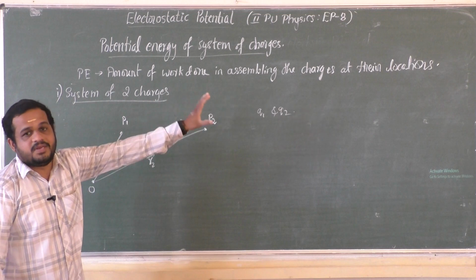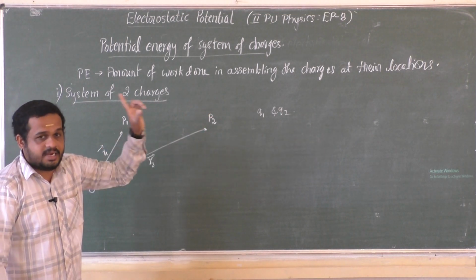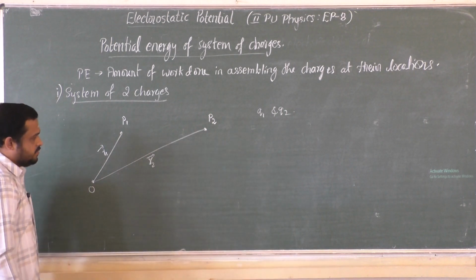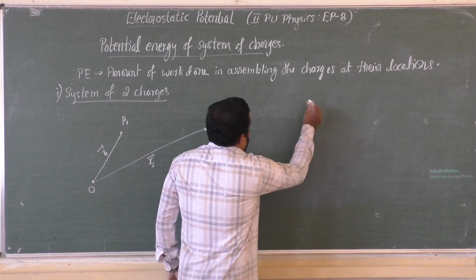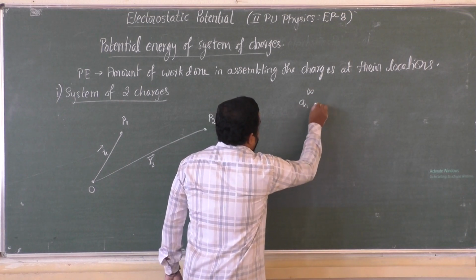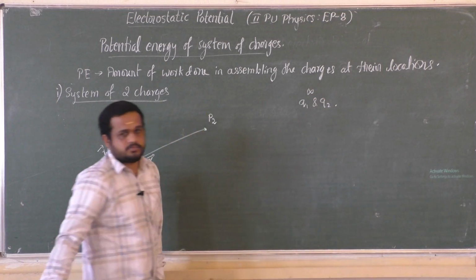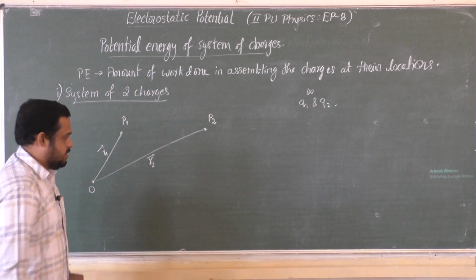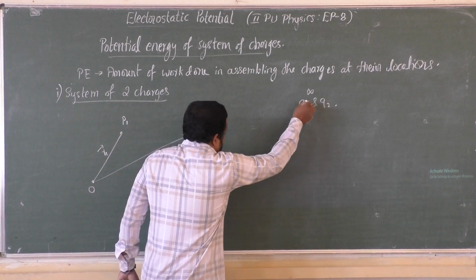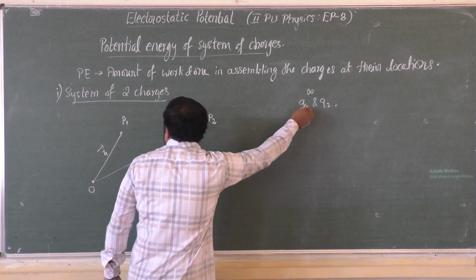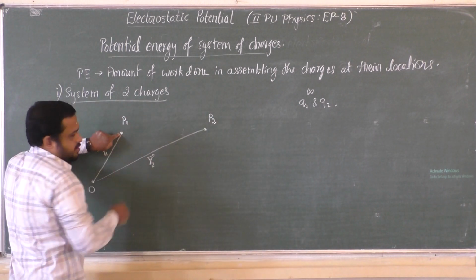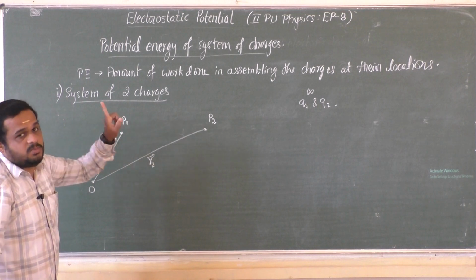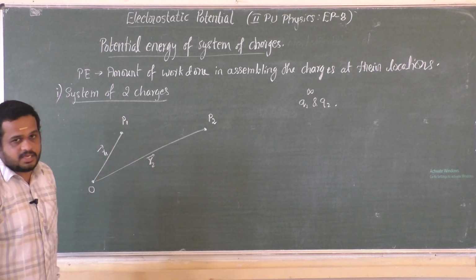We consider infinity as the reference point because we know that at infinity potential energy is zero. Imagine these two charges, Q1 and Q2, are at infinity. Now, to form the system of two charges, first of all, you have to shift this Q1 from infinity to point P1. When Q1 reaches here, it is now the system of a single charge, or the case of an isolated charge.